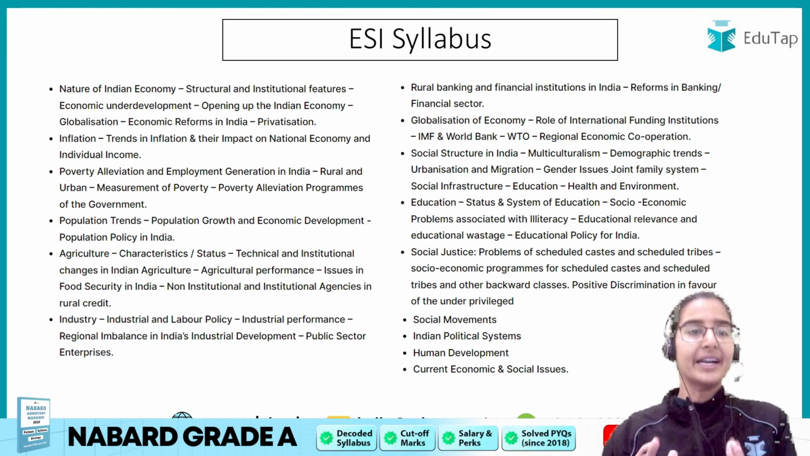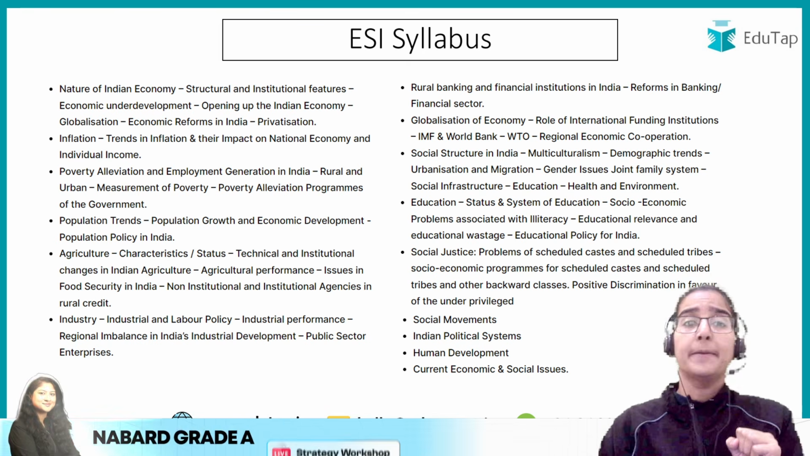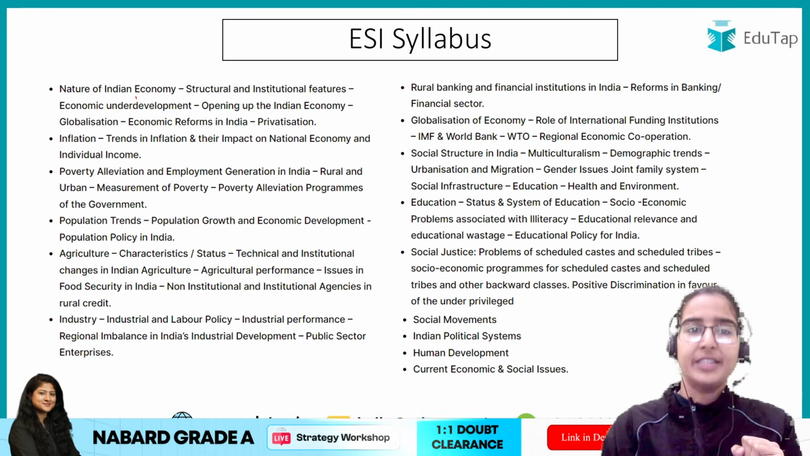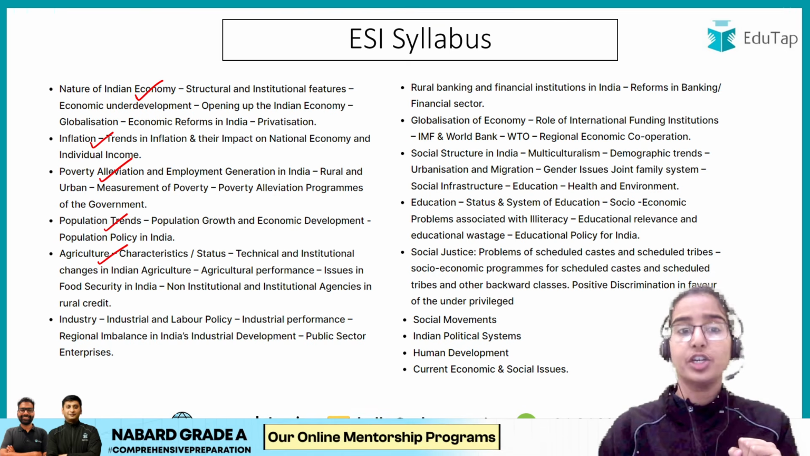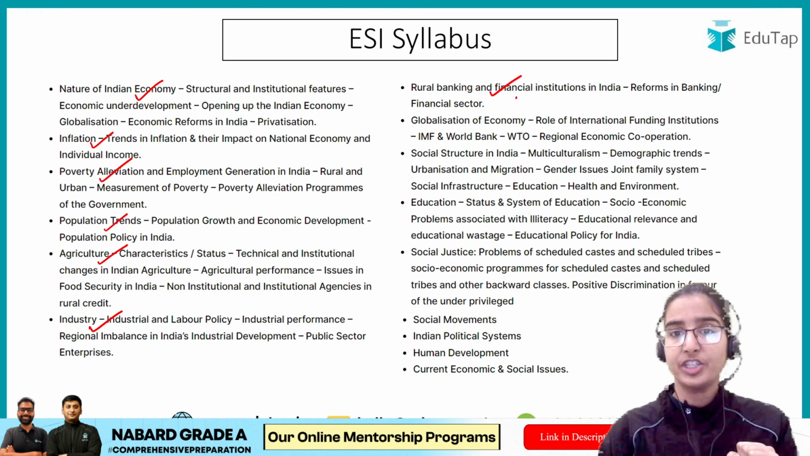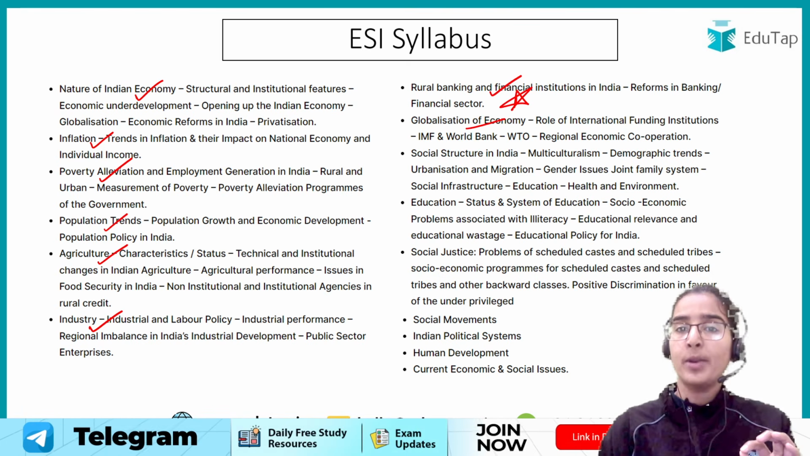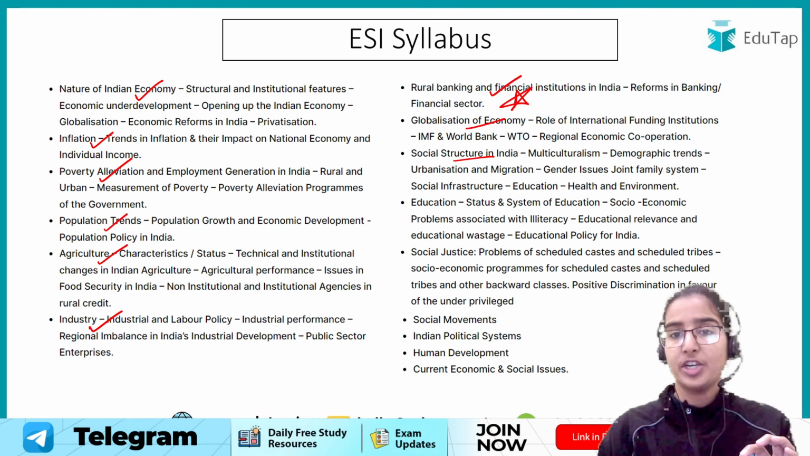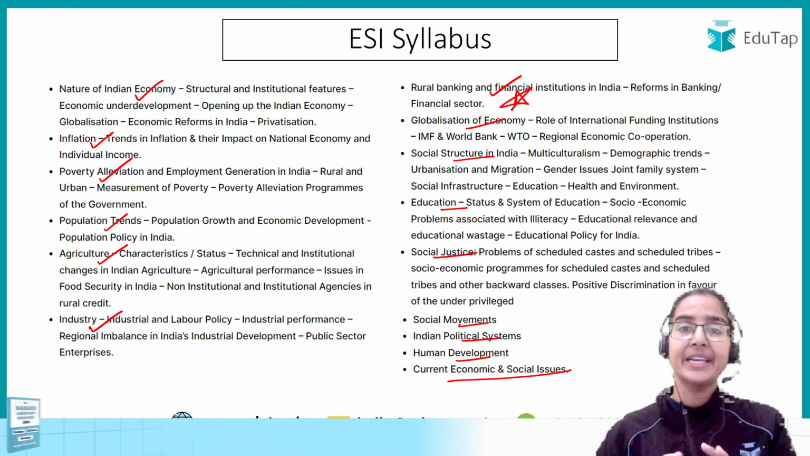As far as the static ESI is concerned, this is what the syllabus of ESI looks like. It includes topics such as nature of Indian economy, inflation, poverty alleviation and employment generation, population trends, agriculture, industry, rural banking and financial institutions, a very important topic from the descriptive perspective, globalization of economy, social structure in India, education, social justice, social movements, Indian political system, human development, and current economic and social issues. So this is the entire ESI syllabus.